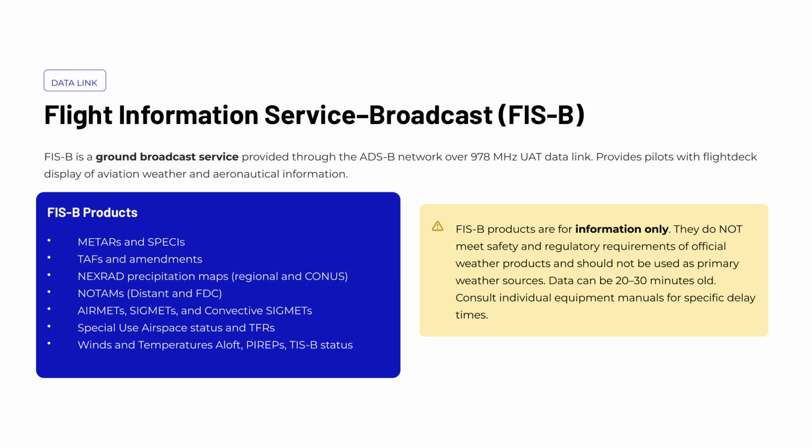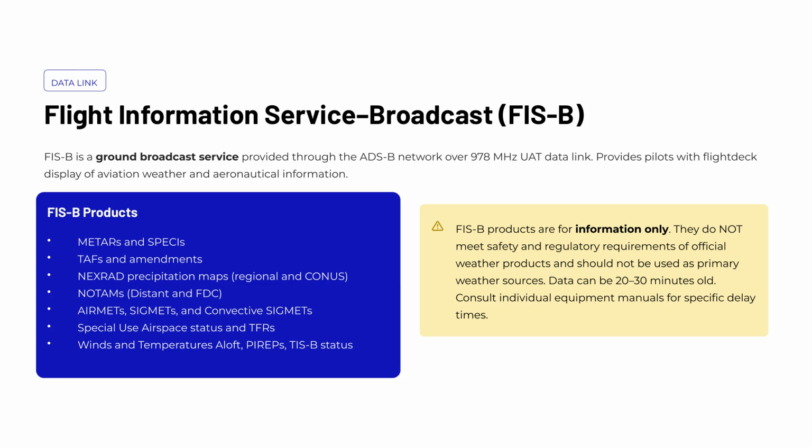Flight Information Service Broadcast, or FISB, is a ground-based broadcast service that transmits aviation weather and aeronautical information directly to your cockpit through the ADS-B network on the 978 MHz UAT data link. If your aircraft is equipped with a compatible receiver, you have access to a wide range of weather and airspace products right on your flight deck display.